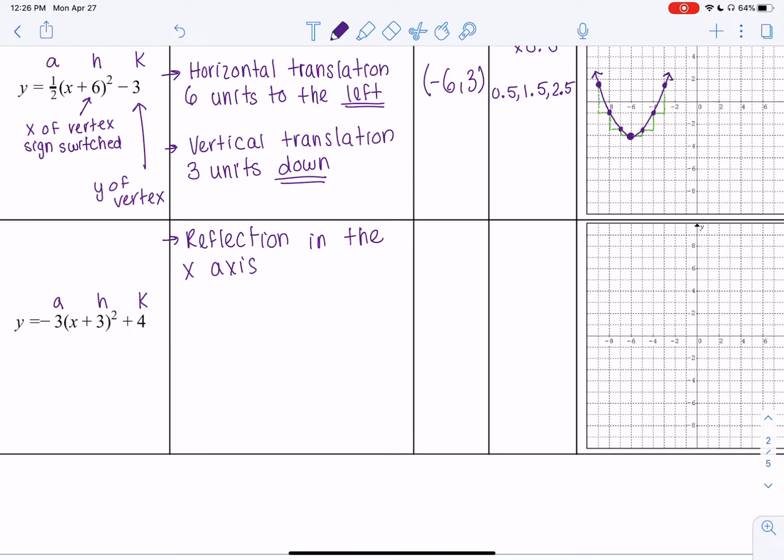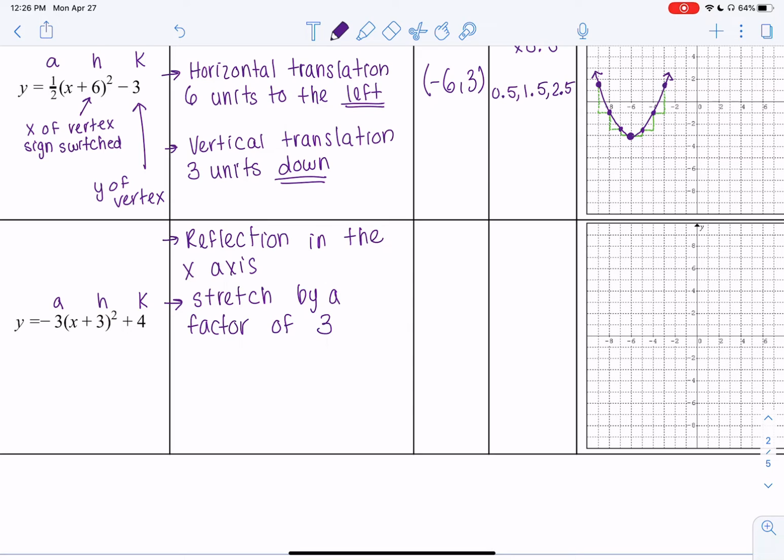Next, we want to address if there was a stretch or a compression. So we look at our absolute A. In other words, ignore the sign, just look at the number, and we have a 3, and our 3 is larger than 1. So we have a stretch by a factor of 3.